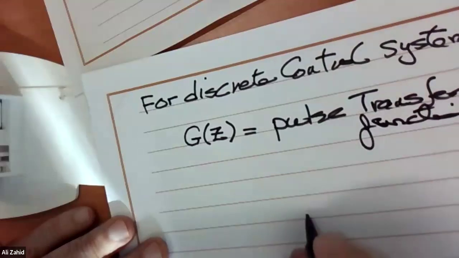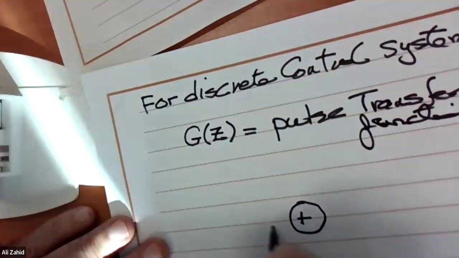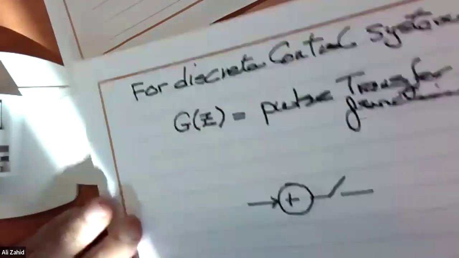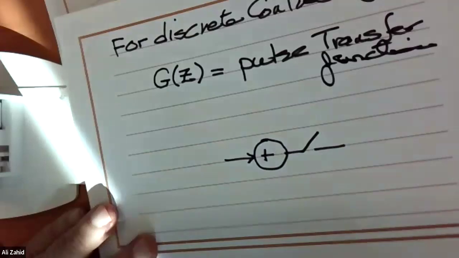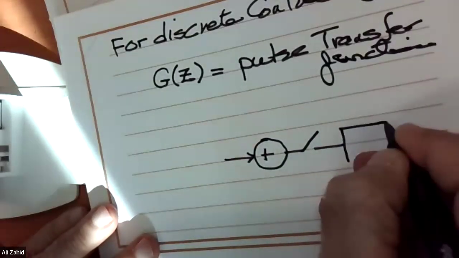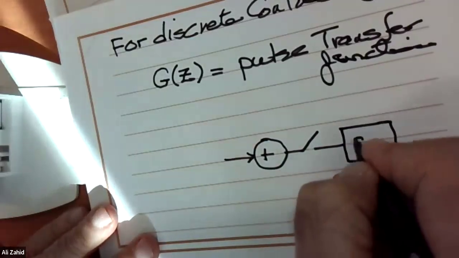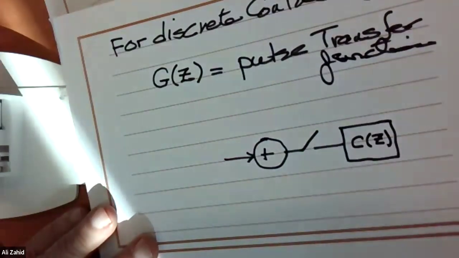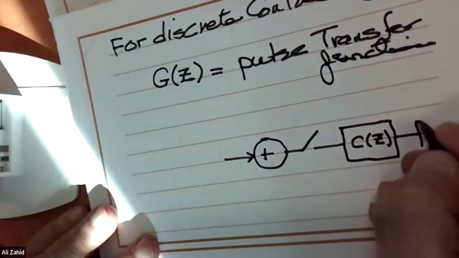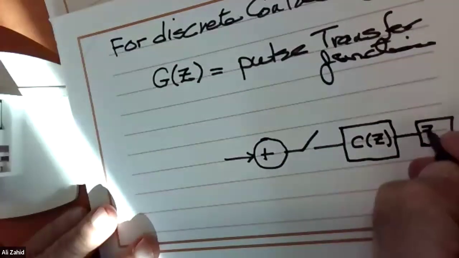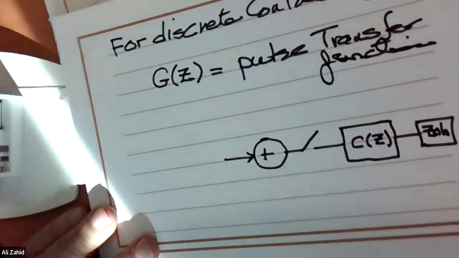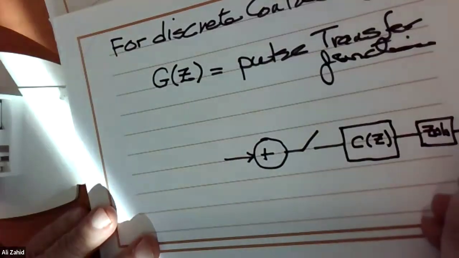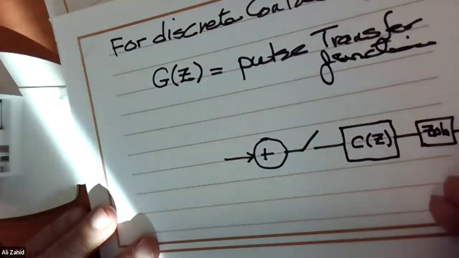Okay, let's see if you remember the system. What do I have? Then what? What is this ideal sampler? Yes. This is the controller. Are you following me or not? Yeah. And this is the what? The analog system, the plant.